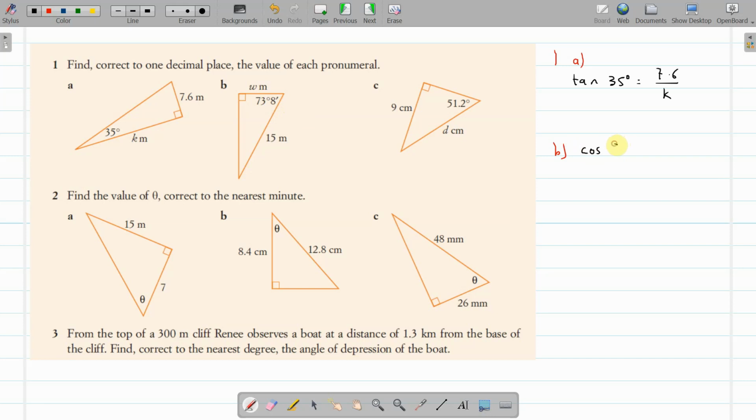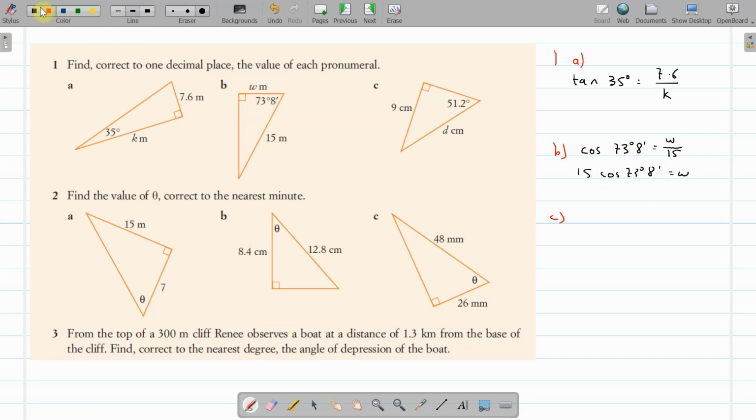So the cos of 73 degrees 8 minutes equals the adjacent side, which is not known, over the hypotenuse, which is 15. In this case, when the unknown is on the top, we need to multiply by the denominator on both sides and end up with this. So I'm just multiplying cos of 73 degrees and 8 minutes by 15, and that will equal W.